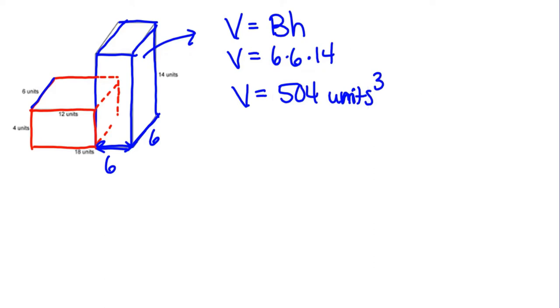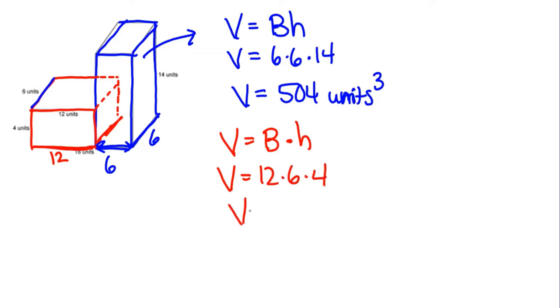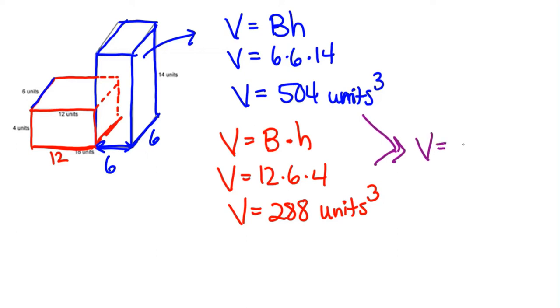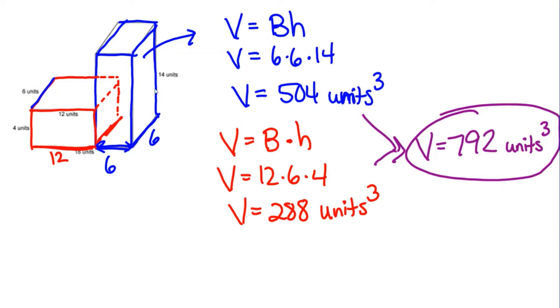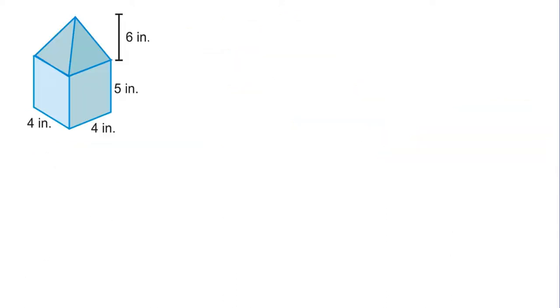Now I need to find the volume of the red prism, and again, that's going to be another rectangular prism, area of the base times height. So I need length times width to give me my area of the base times the height, and this is 12 by 6 by 4, so 12 times 6 times 4 gives me a volume of 288 cubic units for the smaller red prism. So I add these together and I get a total volume of 792 cubic units. And that's the volume of my composite solid here. So again, breaking them down into familiar solids, finding their volumes, and then adding them together.